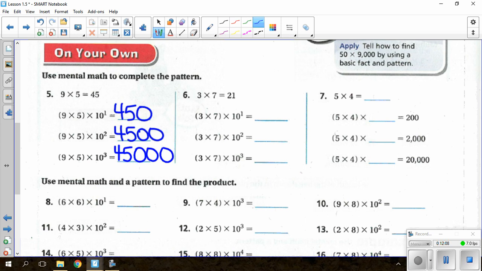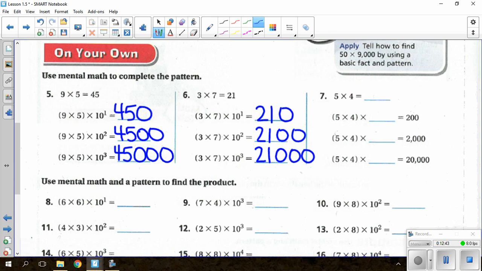For problem number 6, our basic fact is 3 times 7, which equals 21. So again, 3 times 7 is 21, times 10 to the first power, exponent of 1 tells me to add a 0. 3 times 7 again is 21, moving down, times 10 to the second power, I need to add 2 zeros according to that exponent. And the last one, 3 times 7, 21, times 10 to the third power tells me to add 3 zeros.